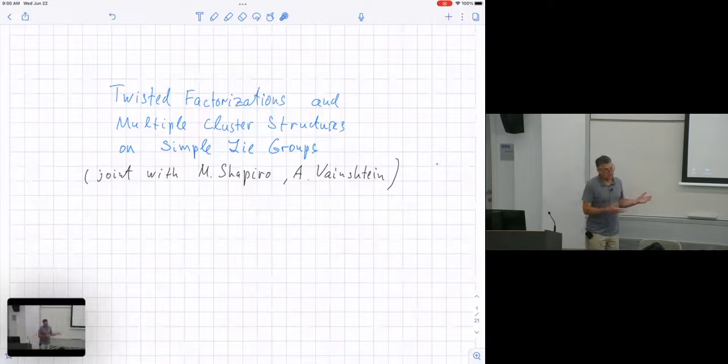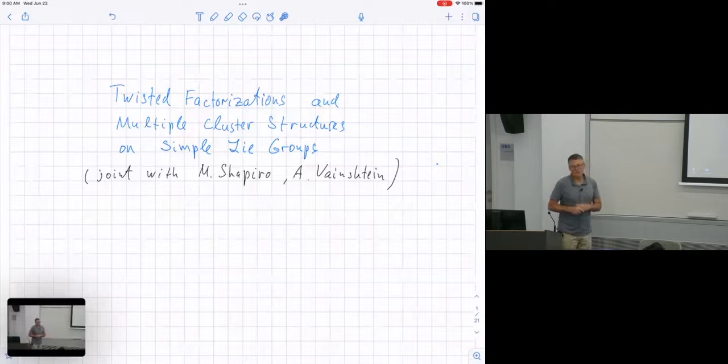It doesn't mention the Docker integrable systems at all, but I think the integrable system community is a community that really appreciates good coordinates. And well, I'm going to talk about cluster structures and cluster algebras, all about good coordinates.